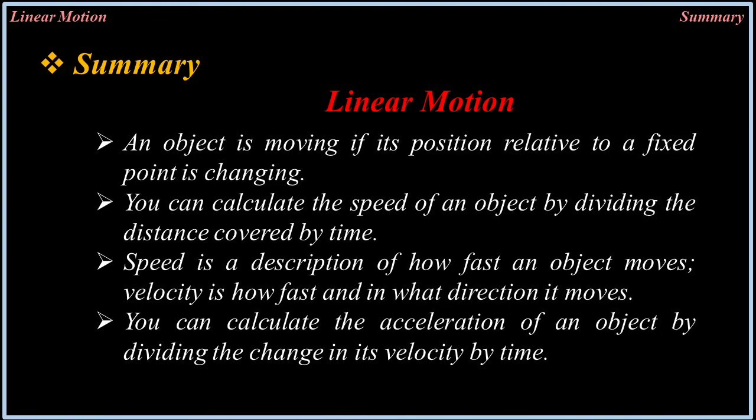Summary: an object is moving if its position relative to a fixed point is changing. You can calculate the speed of an object by dividing the distance covered by time. Speed is a description of how fast an object moves. Velocity is how fast and in what direction it moves. You can calculate the acceleration of an object by dividing the change in its velocity by time.